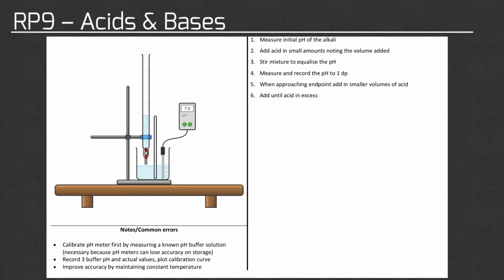This will allow you to generate a titration curve, during which you should see a vertical endpoint. You could improve the accuracy by maintaining a constant temperature throughout this practical.